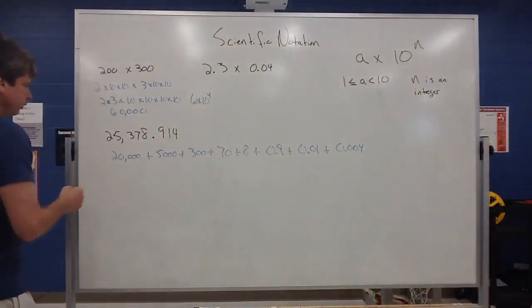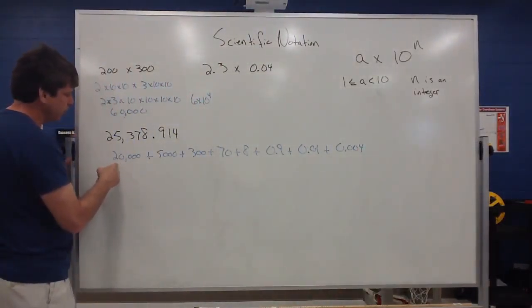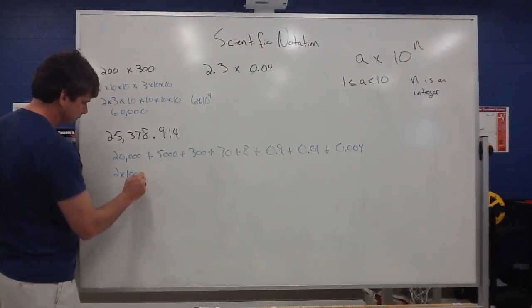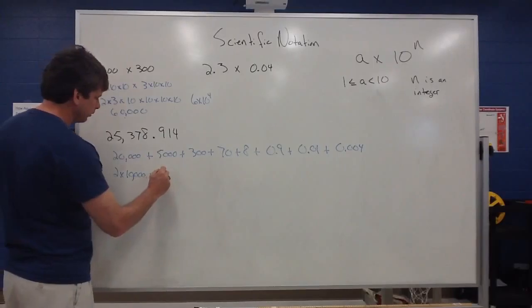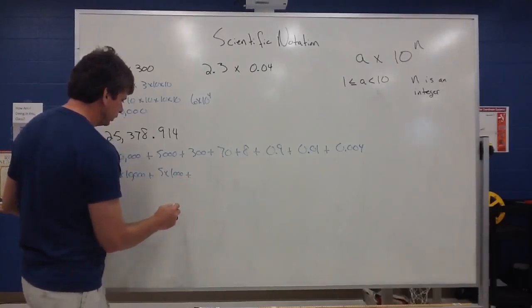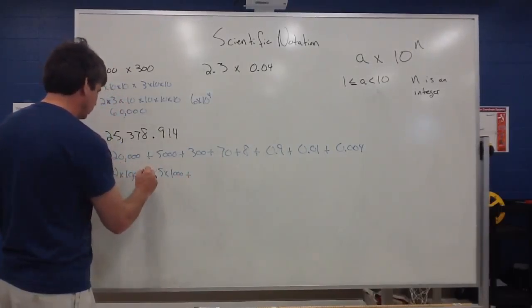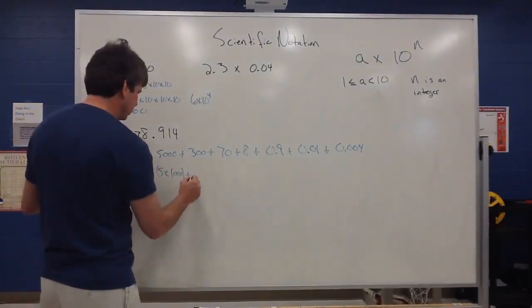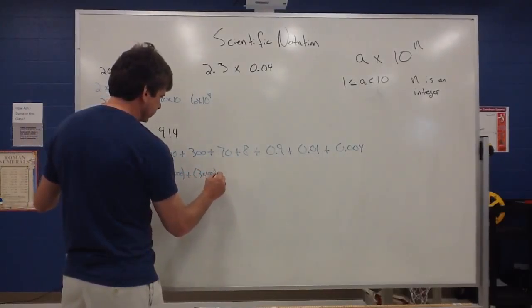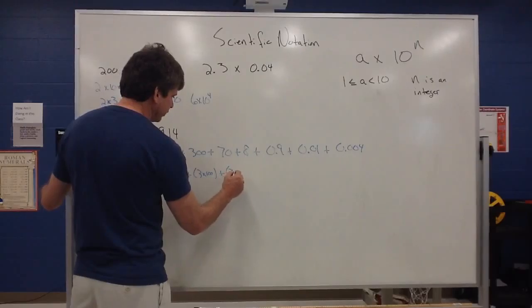Now, we can come back through and say, well, that is 2 times 10,000. Plus, that's 5 times 1,000. Plus then, I'm going to go ahead and put those in parentheses. Show up a little bit better. 300 would be 3 times 100. 70 would be 7 times 10.